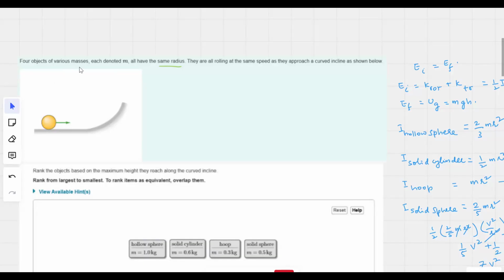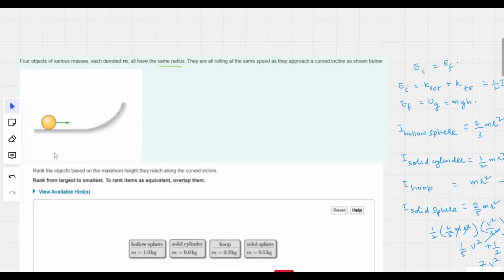Four objects of various masses, each denoted m, all have the same radius. They are all rolling at the same speed as they approach a curved incline as shown below. Rank the objects based on the maximum height they reach along the curved incline.